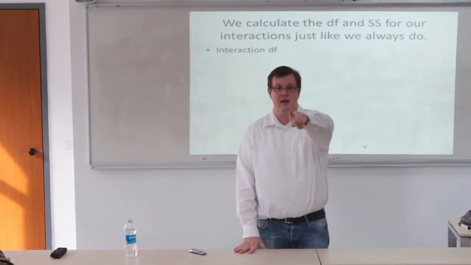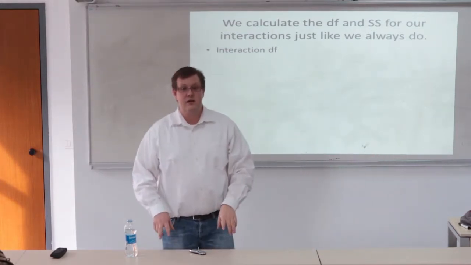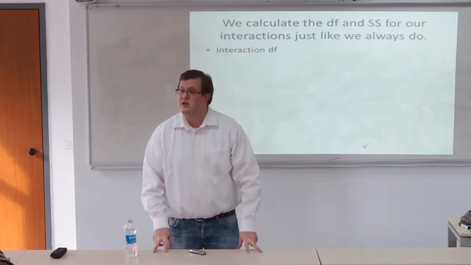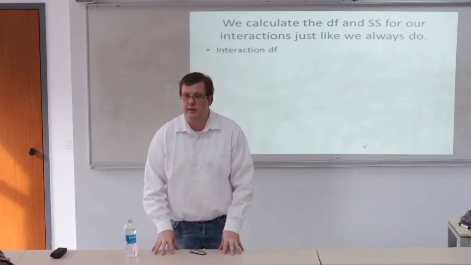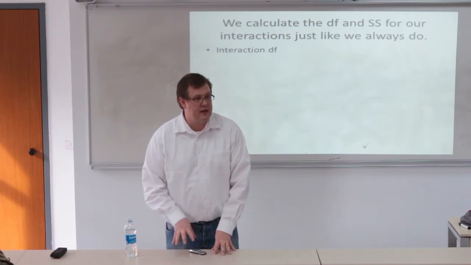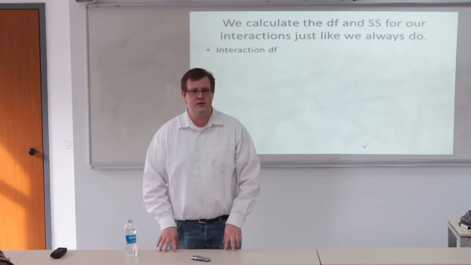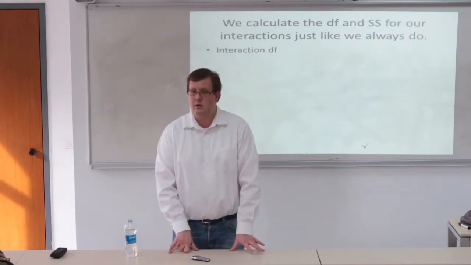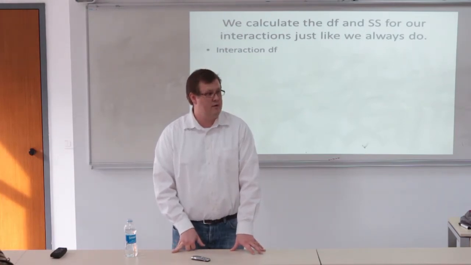Each of them is 2 minus 1. So 1 multiplied by 1 multiplied by 1. In order to find the degrees of freedom for an interaction, all you have to do is multiply the degrees of freedom for each of the factors that's in that interaction. So you have 3 factors, Q, list, and sex. Each of those had 1 degree of freedom. So if you multiply 1 times 1 times 1, you get 1.